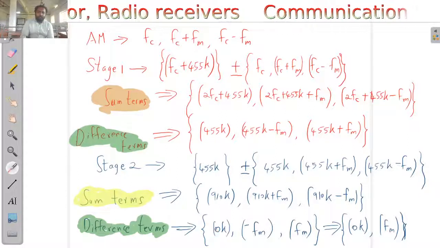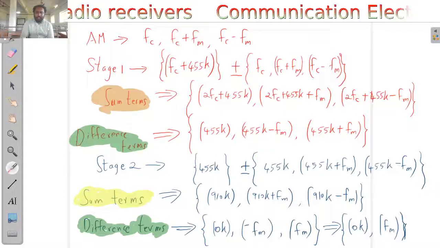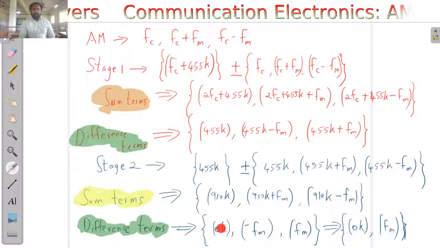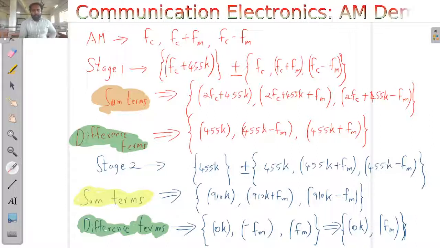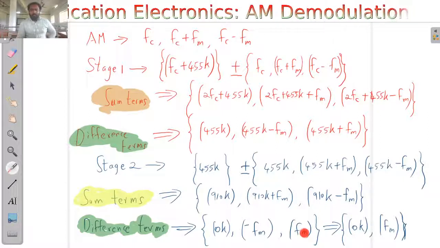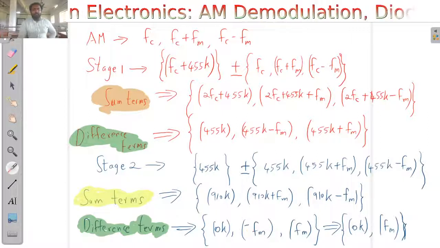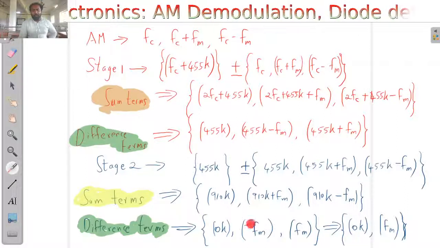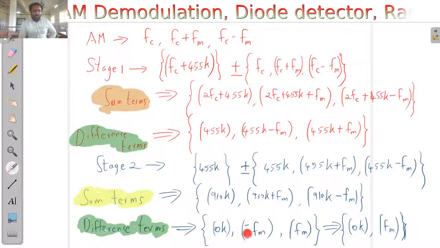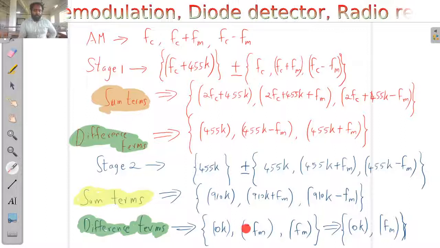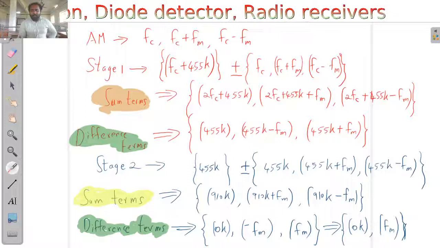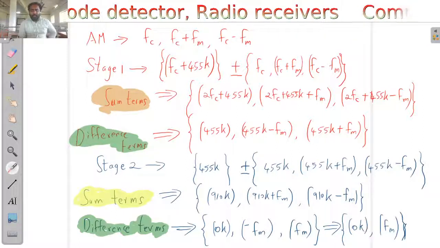So what are the difference terms? Difference terms are obtained by subtracting these terms from 455K. When you subtract the first term, it is 0K. When you subtract the second term, it is minus Fm. And when you subtract the third term from 455K, you get plus Fm. And you know that cos of minus theta is cos theta. That is why cos of minus Fm will be equal to cos Fm. I have written only the spectral values, not the entire wave. So I am just processing the spectrum. So what you get is just 0K and Fm.